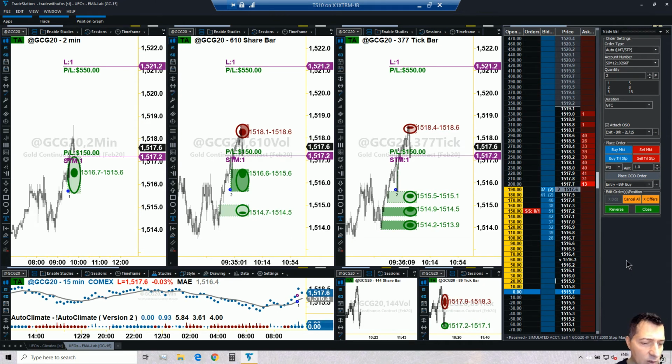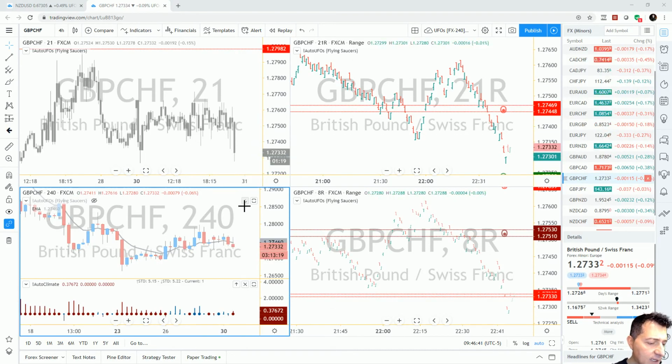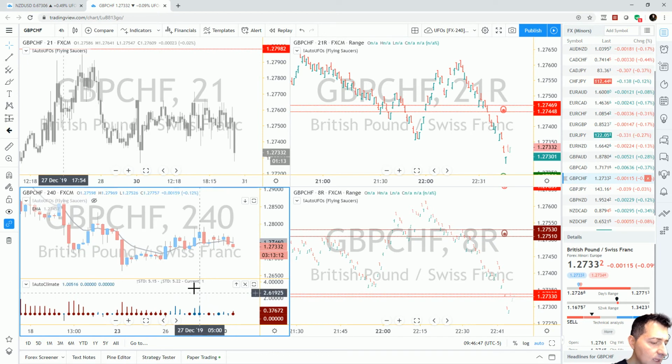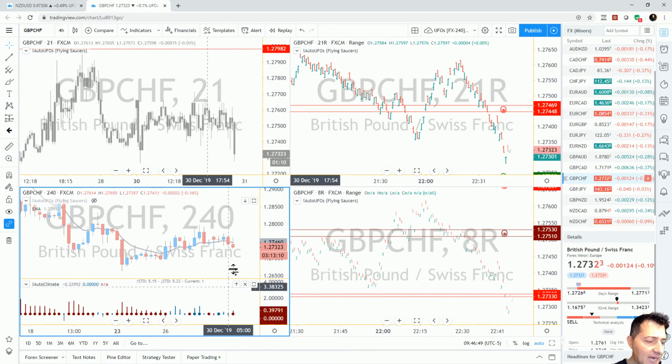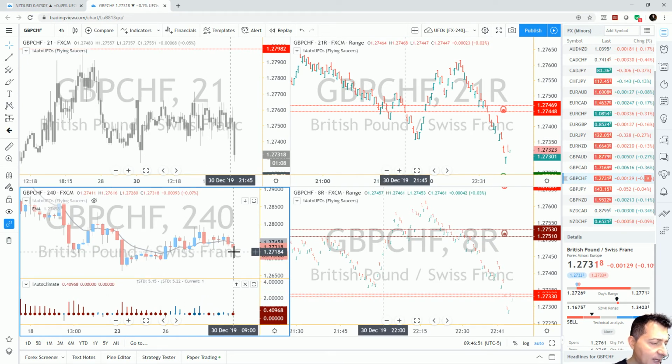Okay, so probably most of you are out of this trade now, depending on the rules that you use for management. Anyway, so back to the pound Swiss franc. Okay, so we have one thick red dot, 1 out of 5. Certainly nice time to enter a new climate developing. Average 127.45.